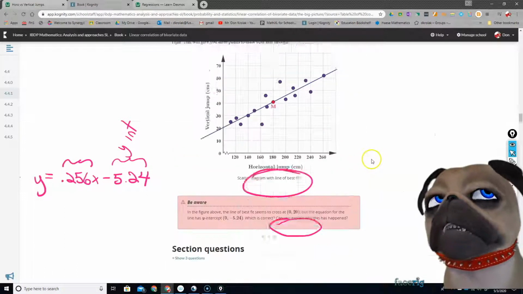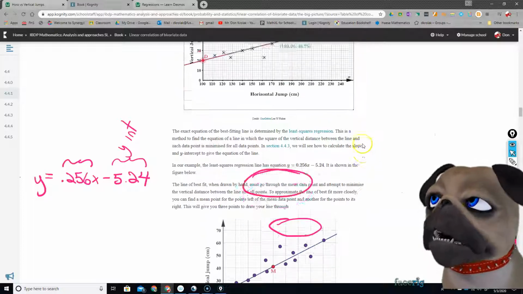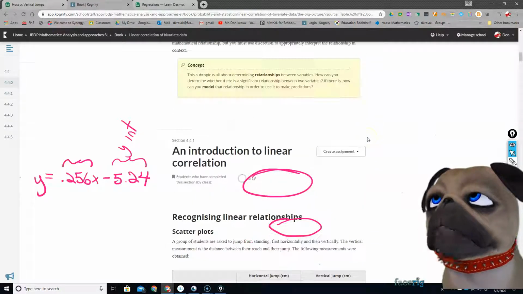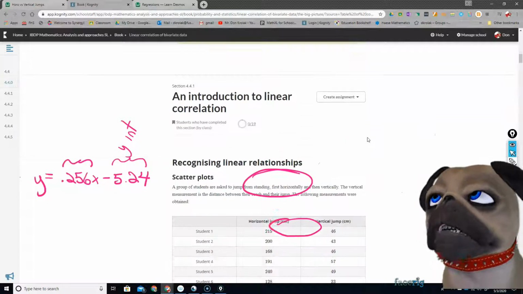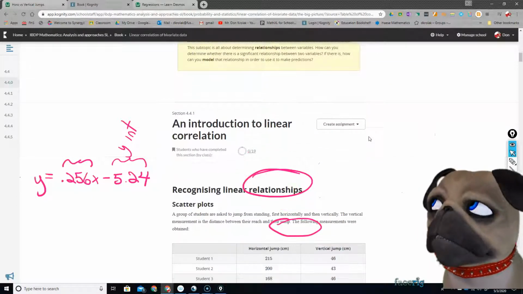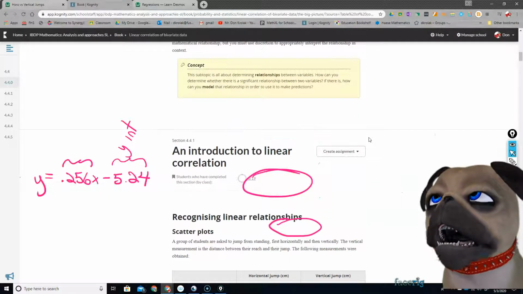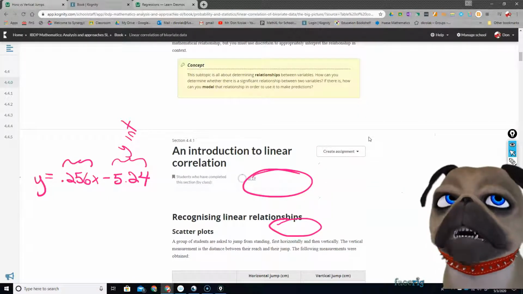All right, that's it for linear correlation, just an introduction to it. Tomorrow or next lesson, we'll take a closer look at the correlation coefficient.